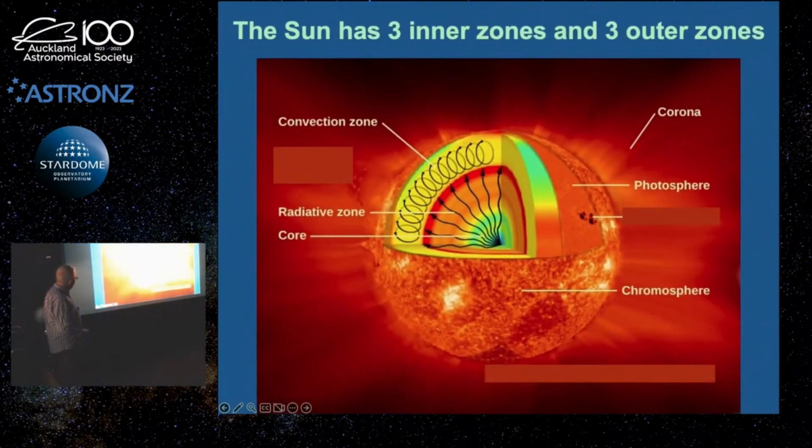So just wrapping up that little section, you've got your three inner zones: your core, your radiative zone, and convection zone. Remember, the radiative zone behaves as a solid and rotates uniformly. The convection zone behaves as a fluid because it's less dense. And then you get the surface, the photosphere, and the chromosphere with all these spicules of hot plasma shooting up into the corona.